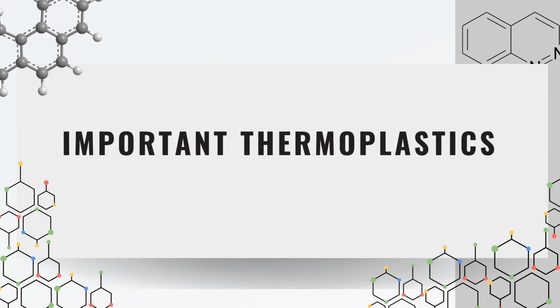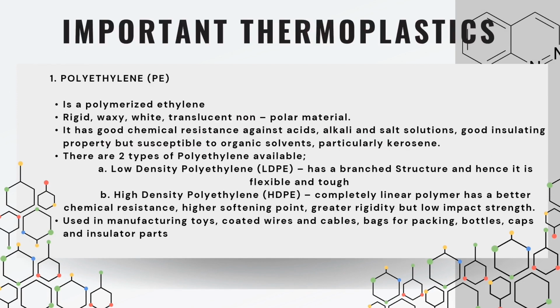Important thermoplastics. Number 1. Polyethylene. Polyethylene is a polymerized ethylene. It is a rigid, waxy, white, translucent, non-polar material. It has good chemical resistance against acid, alkali, and salt solutions. Good insulating property but susceptible to organic solvents, particularly kerosene. There are two types of polyethylene available: low-density polyethylene and high-density polyethylene.